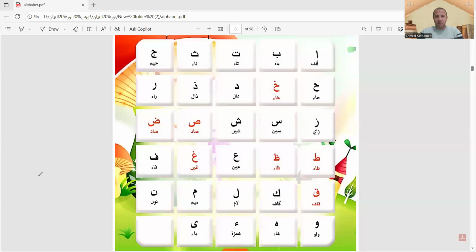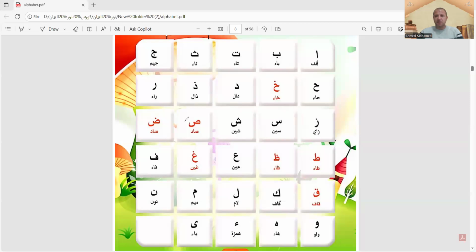First, the Arabic alphabet consists of 29 letters. Of course, some of the scholars mention that it consists of 28, and this is wrong because they consider Hamza and Alif as one letter. Hamza and Alif are two different letters. So the Arabic language consists of 29 letters, starting from Alif up to Ya. Let me share the screen. Here we are, starting from Alif up to Ya at the end.